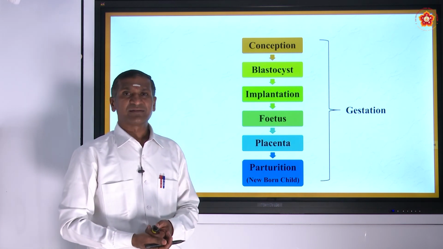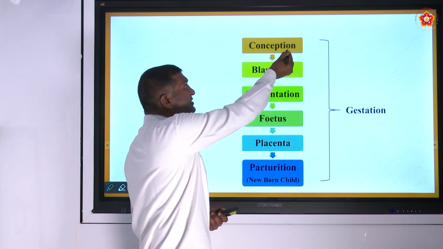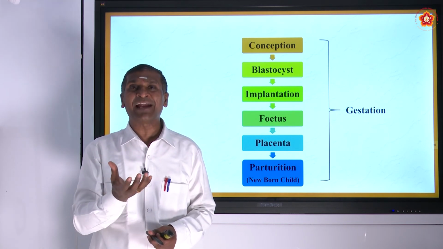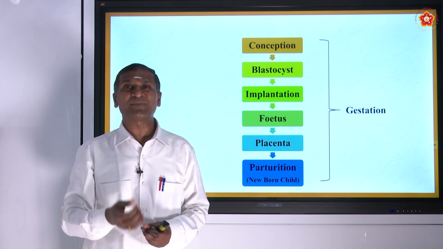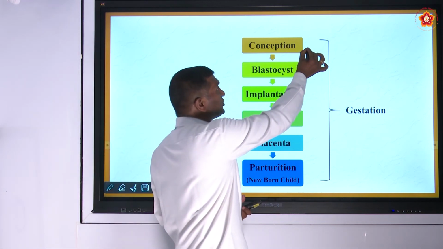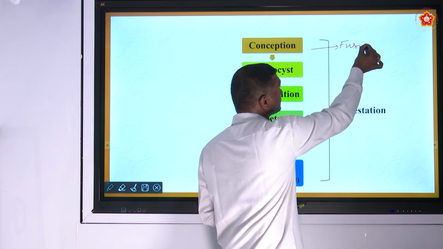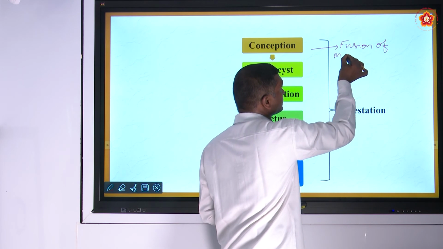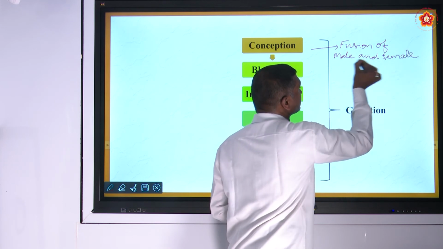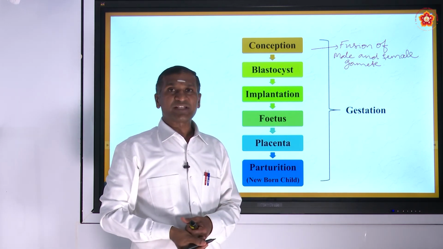Dear students, the fertilization process in human beings. Conception, what it means: the fusion of male and female gametes to form the zygote is called conception. So the conception, and the zygote is formed.